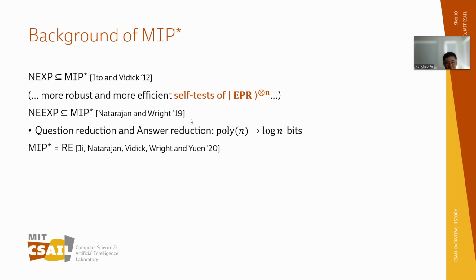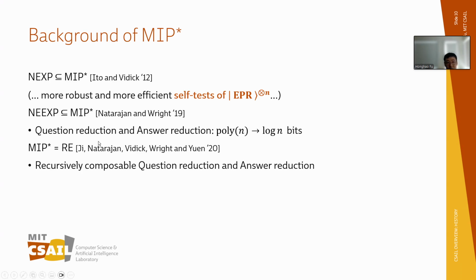And then, yeah, after 1 year in 2020, Ji, Natarajan, Vidick, Yuen, and Yuan proved MIP* = RE. Here RE is the set of all the languages that can be decided in finite time, and the halting problem is a complete problem for this set. What they show, the important technical contribution, is that they make the question reduction and answer reduction recursively composable. To prove this result, in the first version of QR and AR, they could only be applied once. In this version, they improve on it to make sure you can apply it multiple times and it still works.